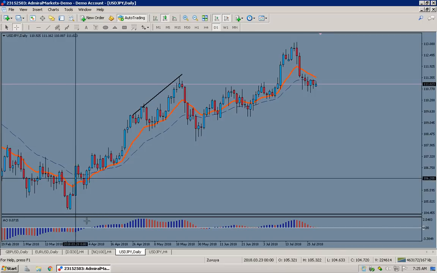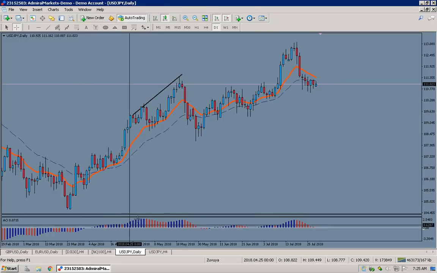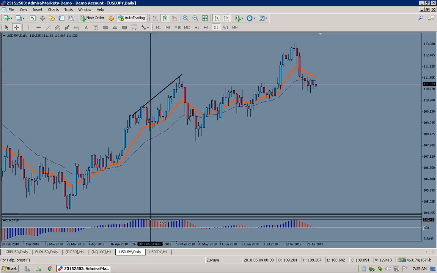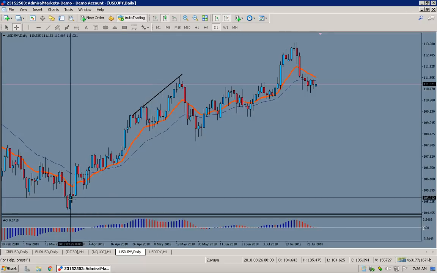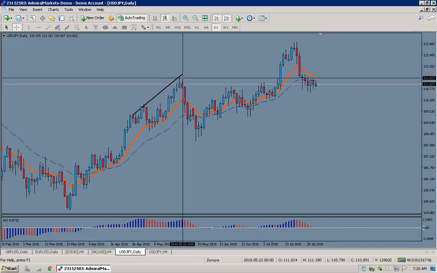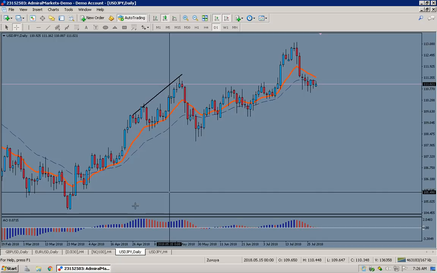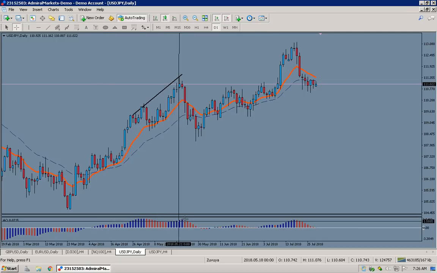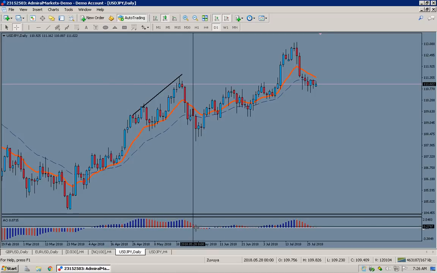Then you can use the awesome oscillator to gauge where your swing starts and ends. In this case, we have this entire swing going up to here and then coming back down. So for me, this is one swing. You treat all of this as one unit, so to speak.